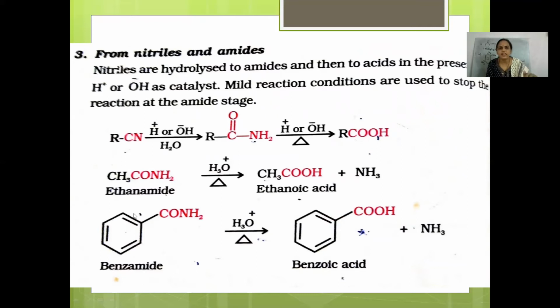Nitriles, as we know, are cyanide containing compounds. RCN undergoes hydrolysis in presence of H+ or OH-, and it gets converted to amide RCONH2 first, which undergoes hydrolysis with H+ or OH-, and results in the formation of RCOOH, the carboxylic acid. Take an example of ethanamide. It undergoes hydrolysis forming ethanoic acid and ammonia is evolved. Similarly, benzamide on hydrolysis gives benzoic acid plus ammonia. So these are the methods of preparation from nitriles and amides.